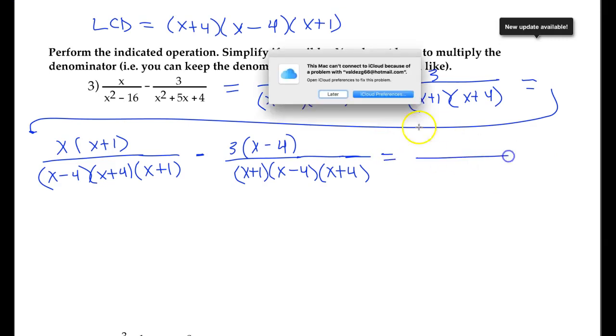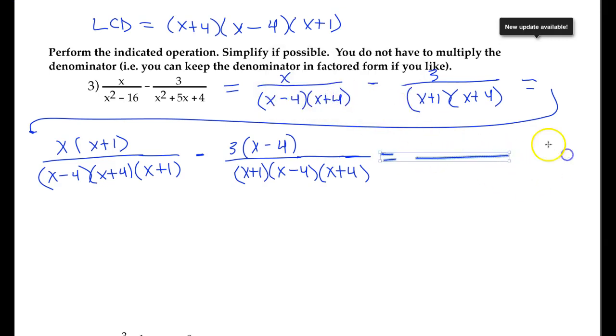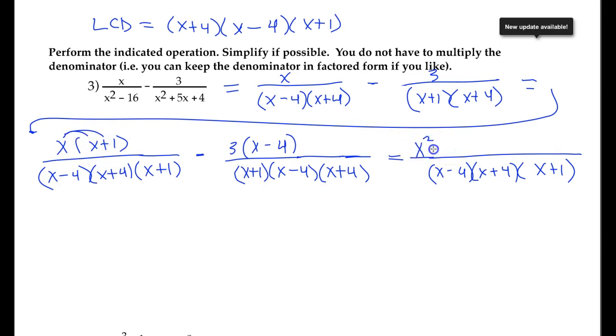Now, here's where this problem starts to be different than the problem in number 1. Of course, the denominator, let me erase that. Of course, the denominator is the same here. X plus 4, x minus 4, x plus 4, x plus 1. Now, of course, for the first term, we'll multiply the x's to both terms, and that'll be x squared plus x. For the second term, remember that this is minus all of this. Okay, it's minus all of it.